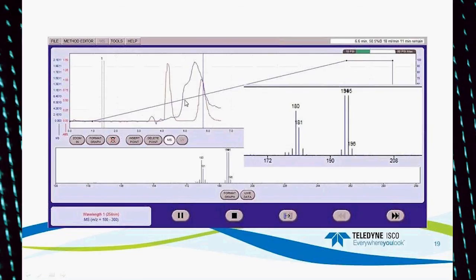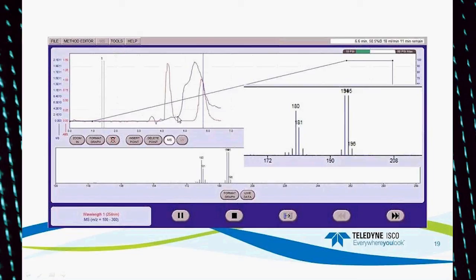So this is probably a good time to spend just a moment on how our fraction collection advance works. While we're monitoring, in this case, the 254 and the mass spec signal, when either one of those detector signals breaks through the thresholds that have been set, then it advances the fraction collector. So at this point in time, the UV would break through and it would advance the fraction collector. And that would collect down to here.